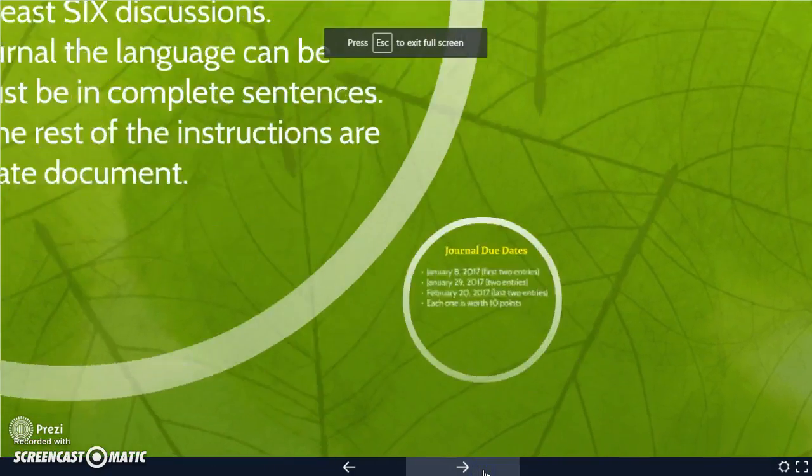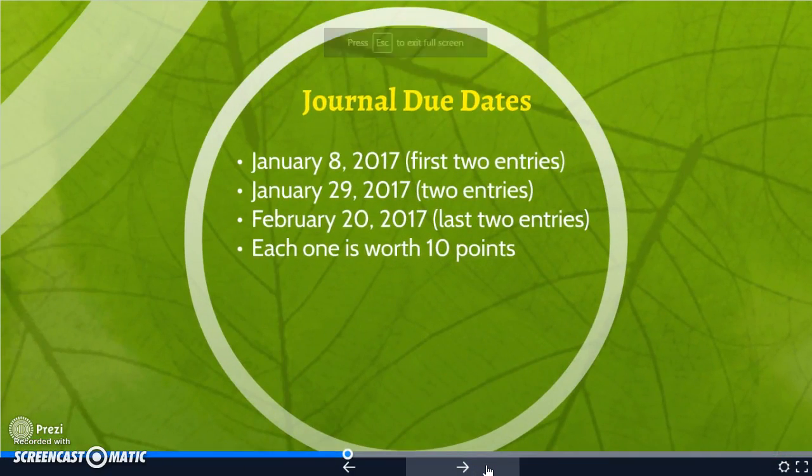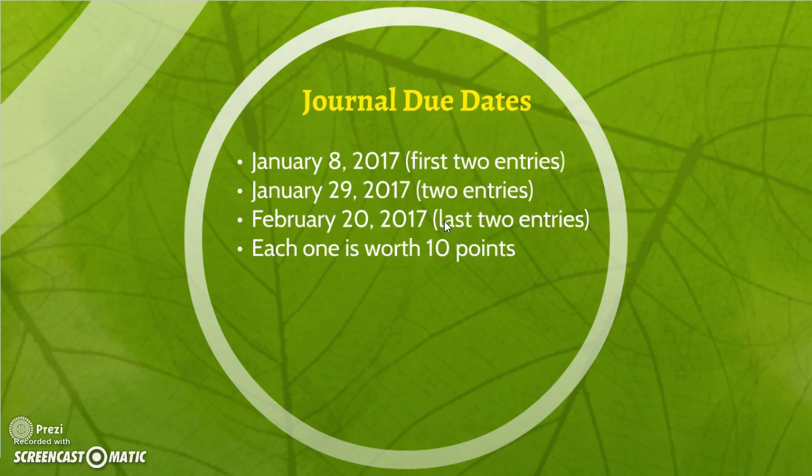The due dates are listed here. You have 2 entries due by the time we come back from Christmas vacation. You have the next set of 2 due 3 weeks later, and you have the final 2 entries due the day before the presentations will start on February 20th. Each entry is worth 10 points, so this total is 60 points in your project category. Okay, 60 points in your project category.